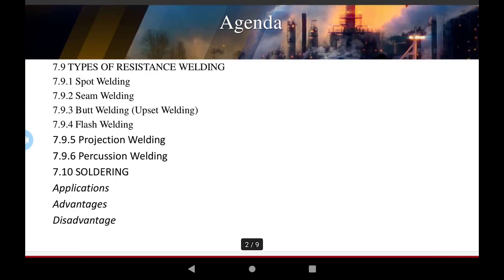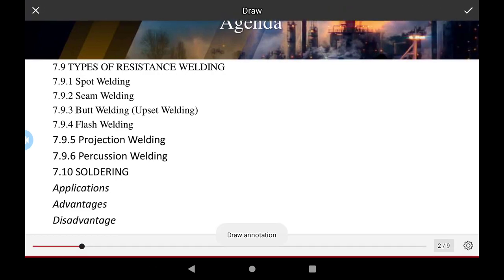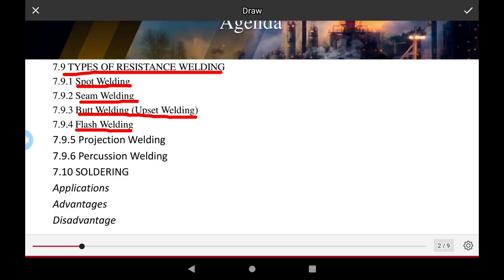In this video, I cover the types of resistance welding and the classification of resistance welding: spot welding, seam welding, butt welding, offset welding, flash welding, and projection welding, and precautions in welding, soldering as an application, and the advantages and disadvantages of resistance welding, and all the types of welding operations.